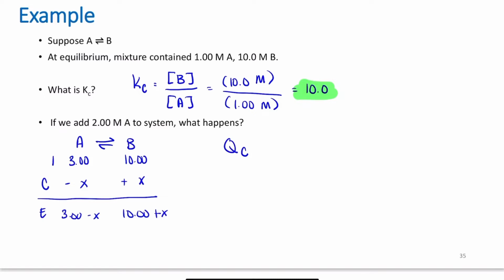Because we're not at equilibrium anymore, I want to go ahead and calculate the reaction coefficient and see how it compares. Concentration of, that should be B over A. I apologize.